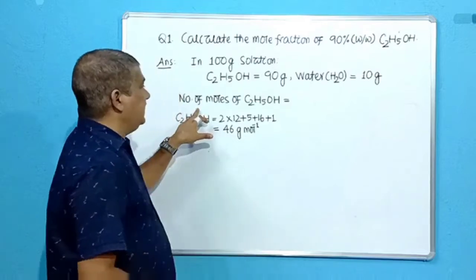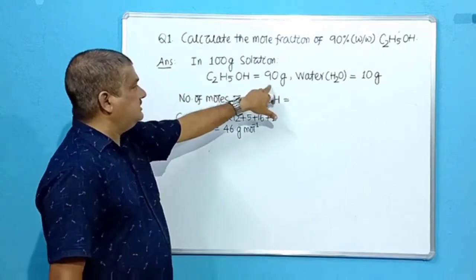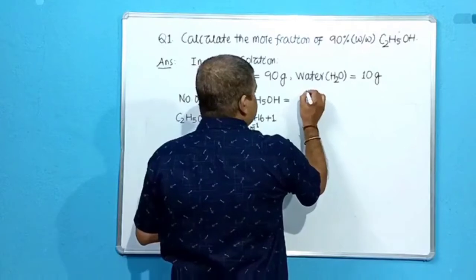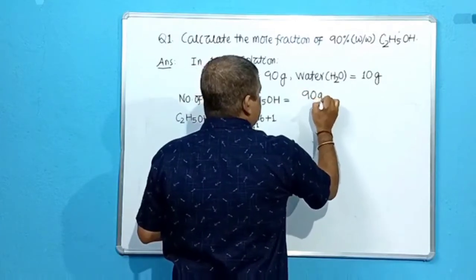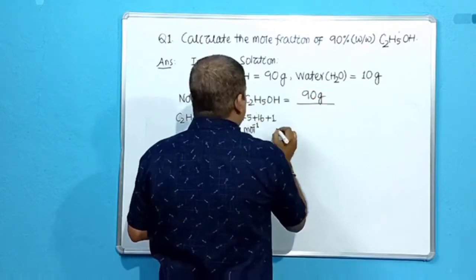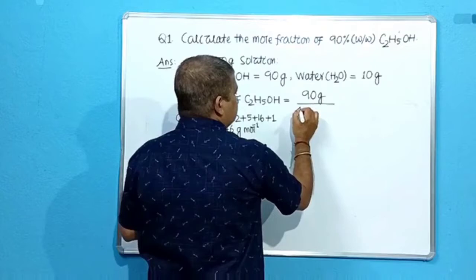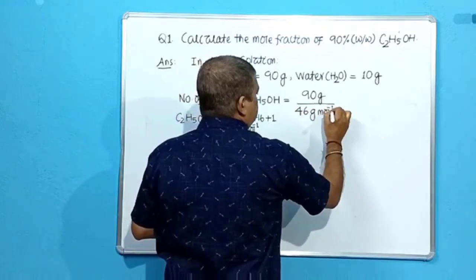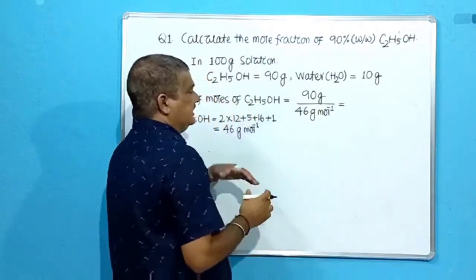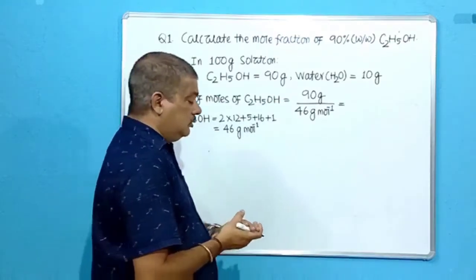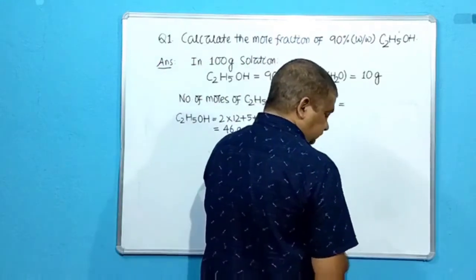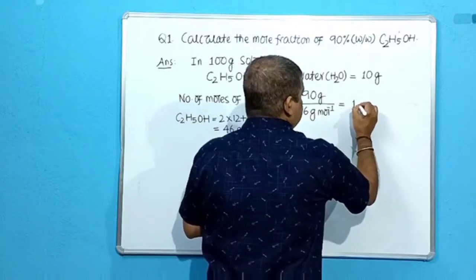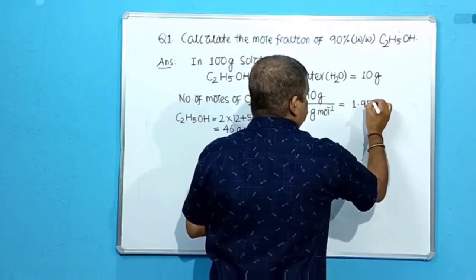So how many moles of ethyl alcohol will be present in 90 gram? Because the mass of ethyl alcohol is 90 gram. So given mass, that is 90 gram, divided by molar mass, that is 46 gram per mole. The gram will cancel out, so the answer will be in terms of mole. It will be 1.95.